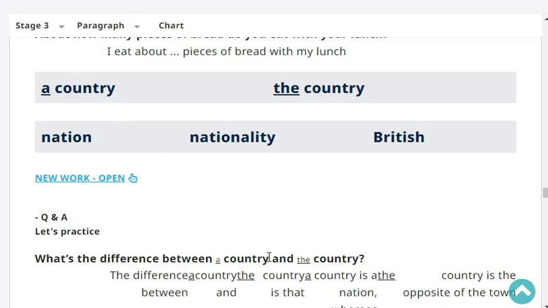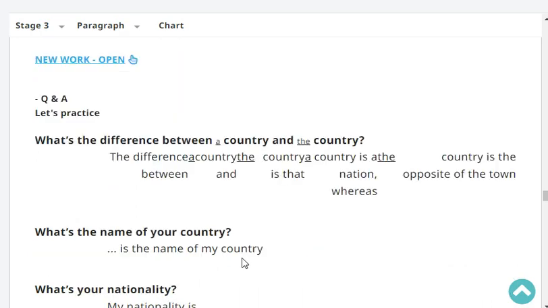What's the difference between a country and the country? The difference between a country and the country is that a country is a nation, whereas the country is the opposite of the town. Very good.